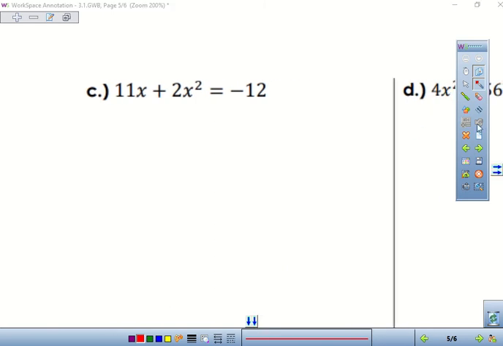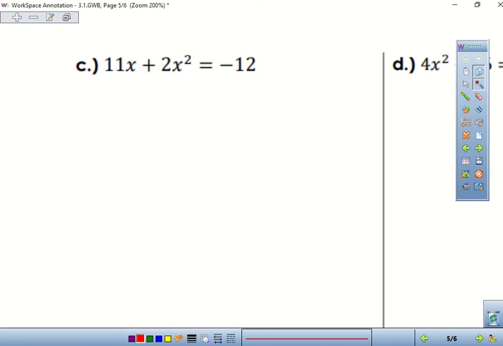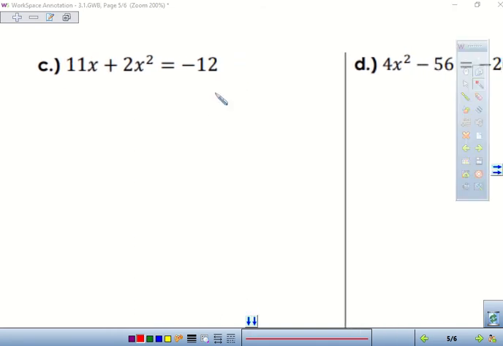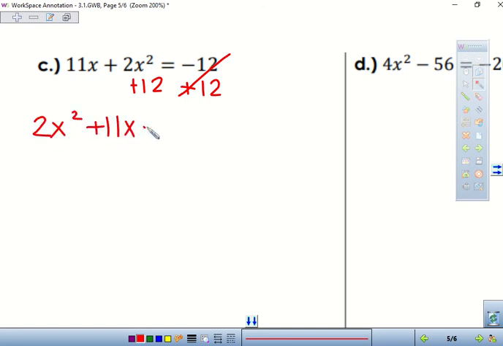Now we're going to move on to some that sometimes you have to move around before you can factor. Okay? So this one, for example, is it in standard form right now? No. So we're going to have to do what with this 12? Yeah, we're going to have to add it over. And not only that, we're going to have to rearrange the other terms as well. So this is going to become 2x squared plus 11x plus 12 equals 0, because I had to get it into standard form.